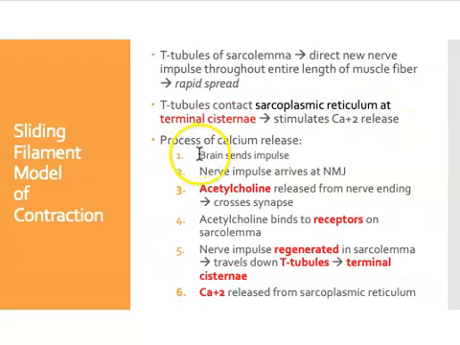So again, the brain, or the spinal cord could also do this, is going to send the impulse. The impulse is going to arrive at the neuromuscular junction. Acetylcholine is going to be released from that nerve ending. It's going to cross over the synapse. It's going to bind to receptors on the sarcolemma. It's going to cause the action potential to be regenerated in the sarcolemma. And that's going to travel down those T-tubules, contact the terminal cisternae, and calcium is going to get released. That muscle fiber is going to be flooded in calcium ions.